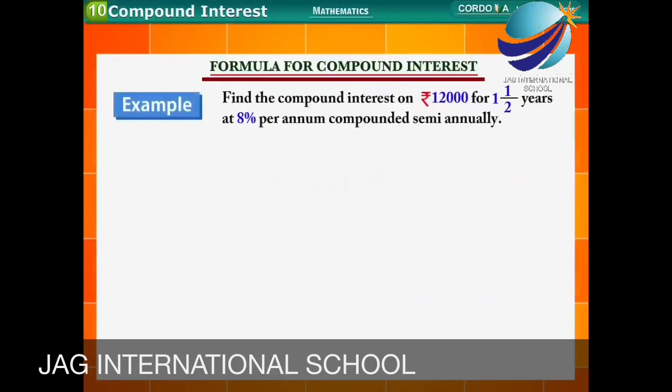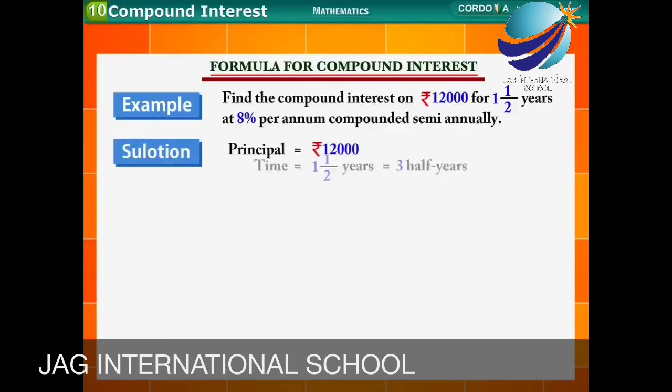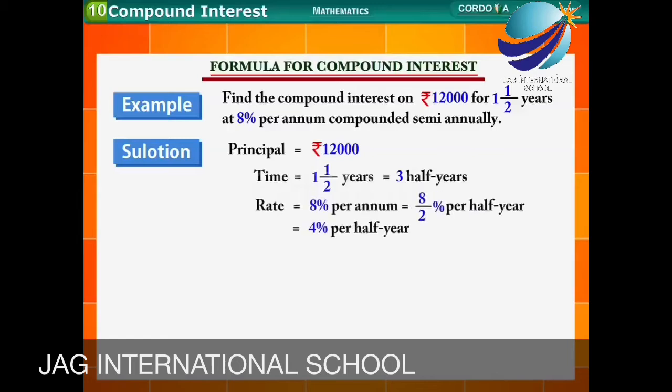Example: find the compound interest on rupees 12,000 for 1.5 years at 8% per annum, compounded semi-annually. Solution: principal is equal to rupees 12,000. Time is equal to 1.5 years, which is equal to 3 half years. Rate is equal to 8% per annum, which is equal to 8 upon 2% per half year, which is equal to 4% per half year.